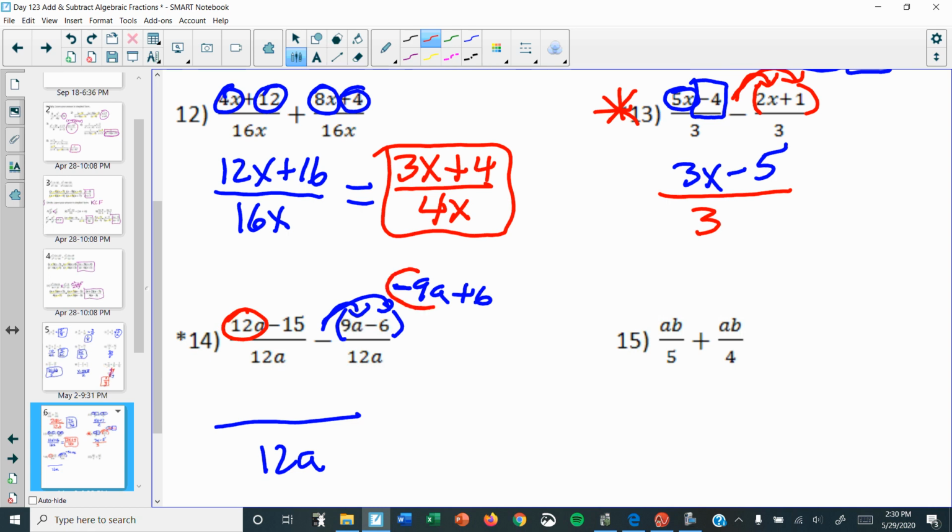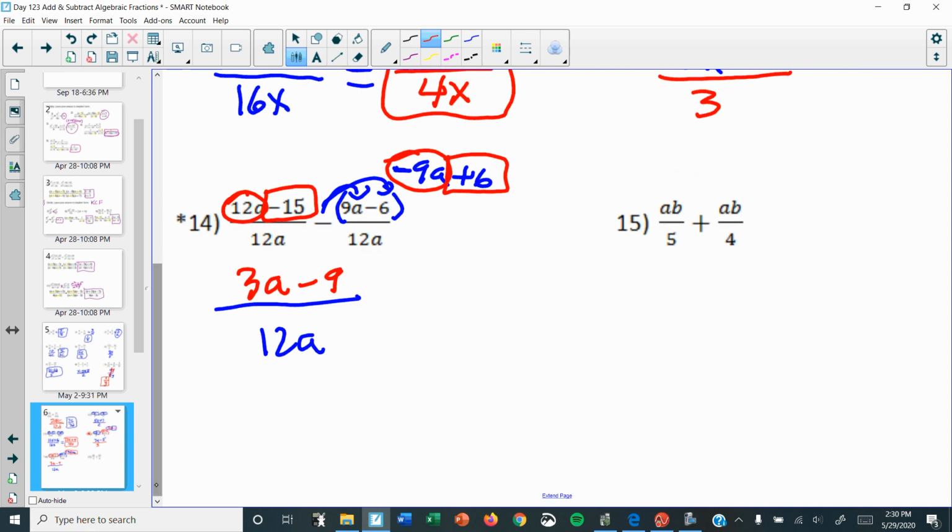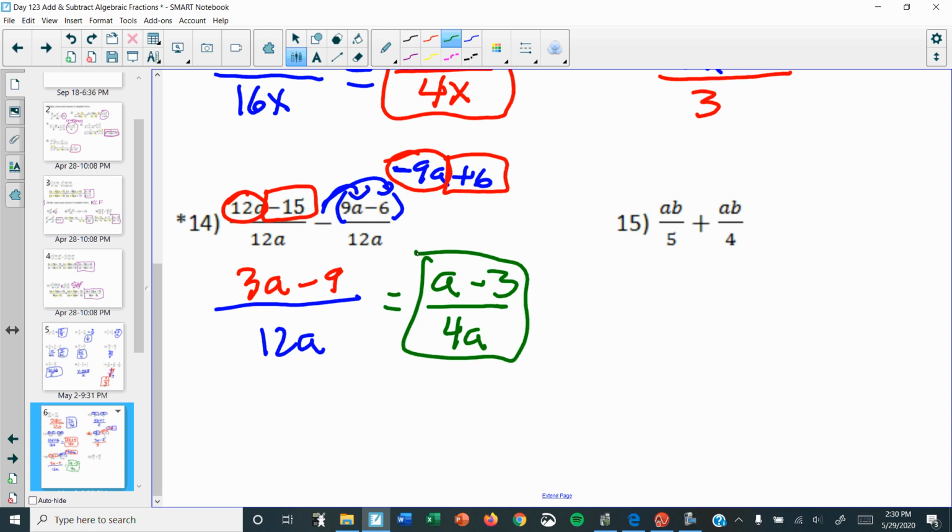12a minus 9a is 3a. Negative 15 plus 6 is negative 9. But now what can you take out of all those? You can take a 3 out. So your answer is a minus 3 over 4a. And there is your answer.